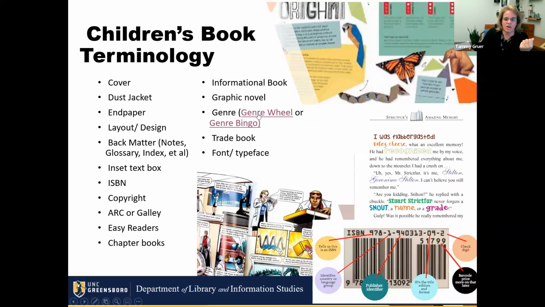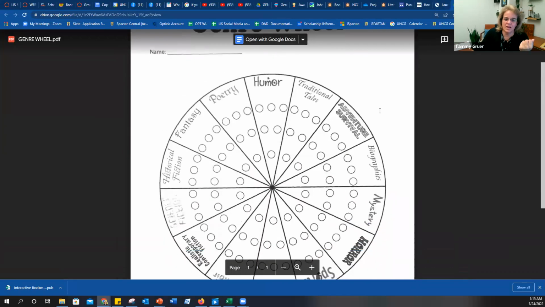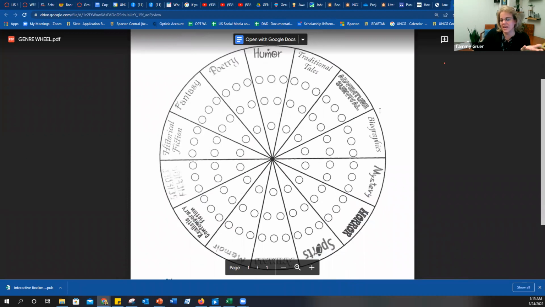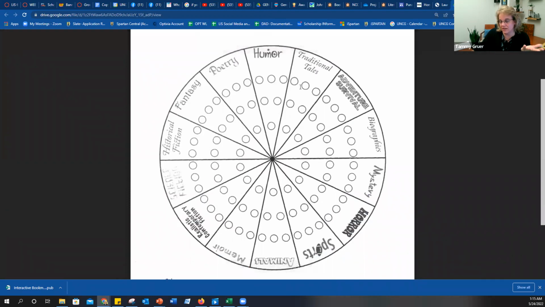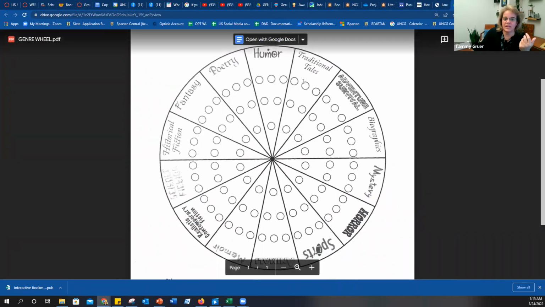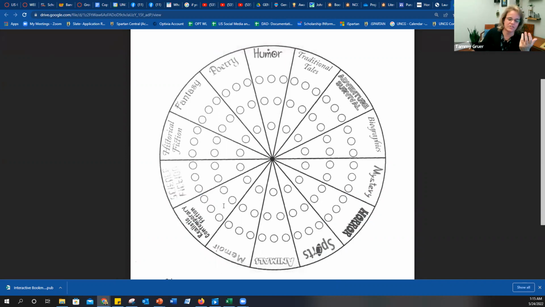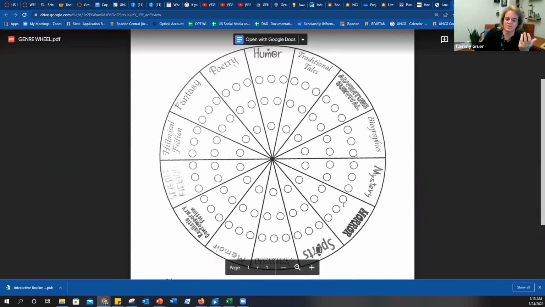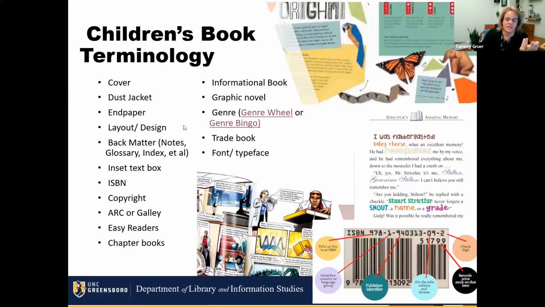But one is the genre wheel. Sometimes it's nice to give children a way of kind of tracking what kind of books that they're reading. Maybe if they really like adventure survival books and that's all they're reading, they need to branch out and try something different. So this is one of those things they can kind of color to help keep track of that.